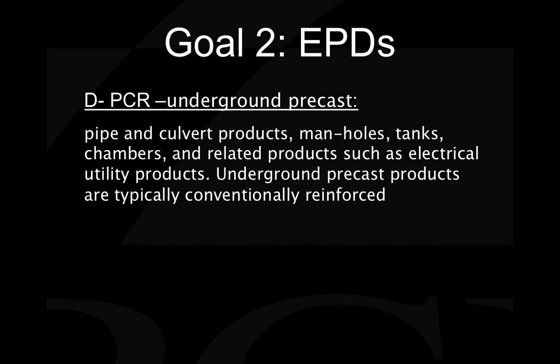And then D is more what we would consider kind of your bread and butter, most likely not pre-stressed products that are manufactured. And some PCI members manufacture all 4 types of these products. Some of them maybe only one type. So it's up to you to determine which of these categories you have products that you produce in.